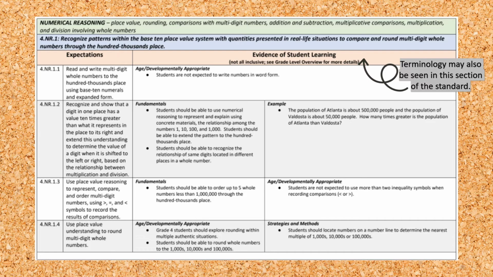My favorite part of the new standards is the evidence of student learning. We've said that before in our first 2 modules, but this is the area that you are going to spend the most time in. This is the area that's going to give you the most bang for your buck.